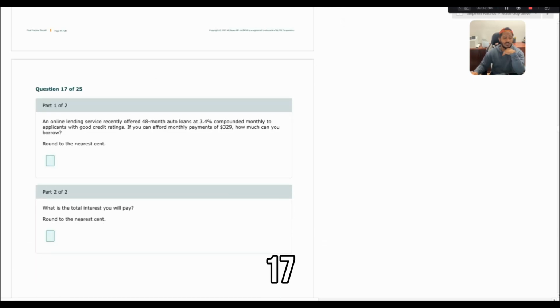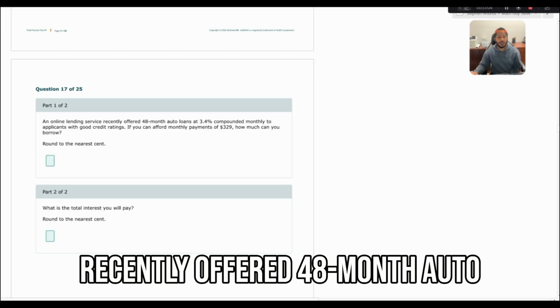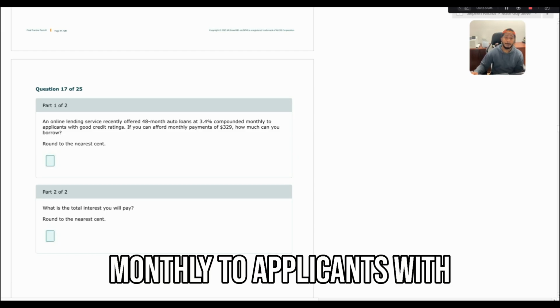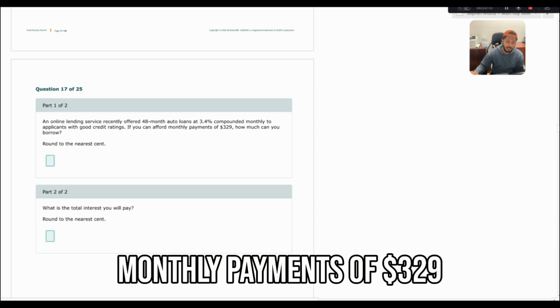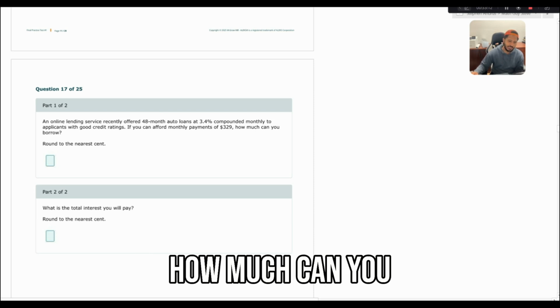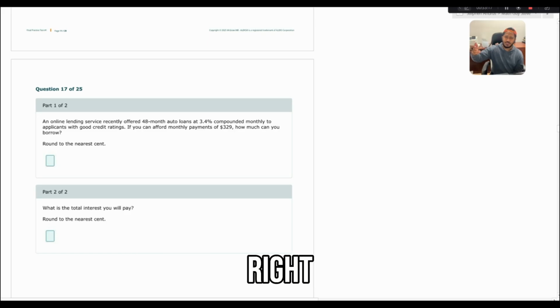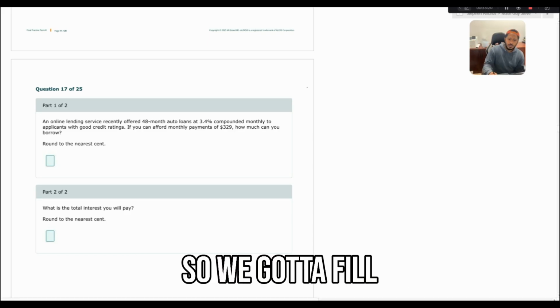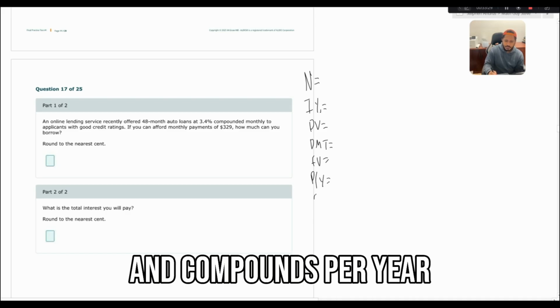All right, we're almost done. So here, number 17 says an online lending service recently offered 48-month auto loans at 3.4% compounded monthly to applicants with good credit ratings. If you can afford monthly payments of $329, how much can you borrow? So again, this is a loan and it's monthly payments, right? So we know we use the TVM Solver. So we have to fill in N, I%, PV, PMT, FV, payments per year, and compounds per year.